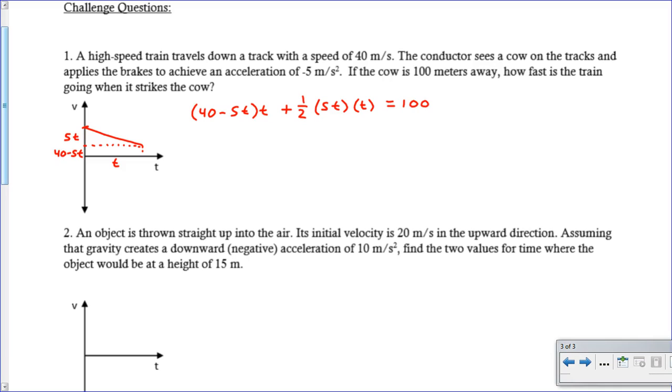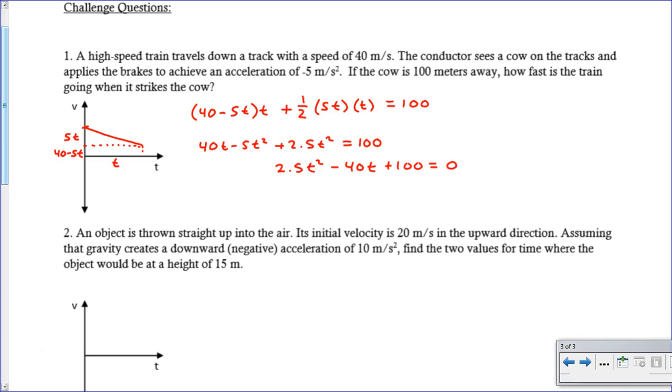So what we end up with here is just distributing that t through: 40t minus 5t squared, plus 2.5t squared. That's the simplification of the second part there, equals 100. And then combining like terms and bringing everything to one side, we end up with 2.5t squared minus 40t plus 100 equals 0.